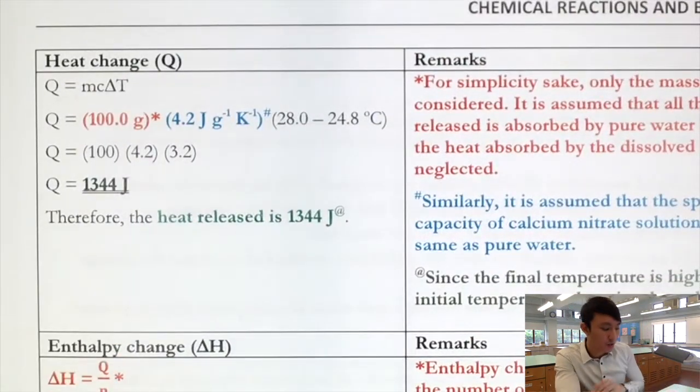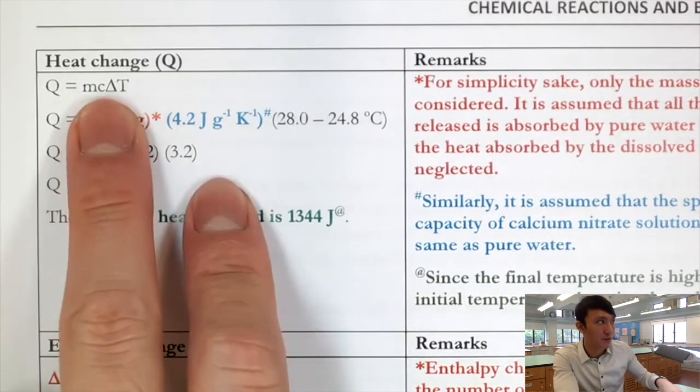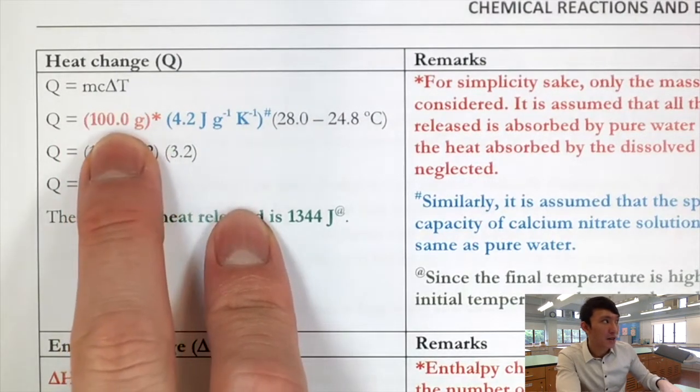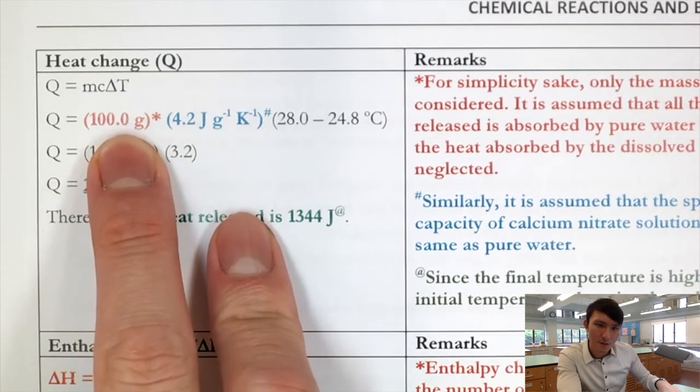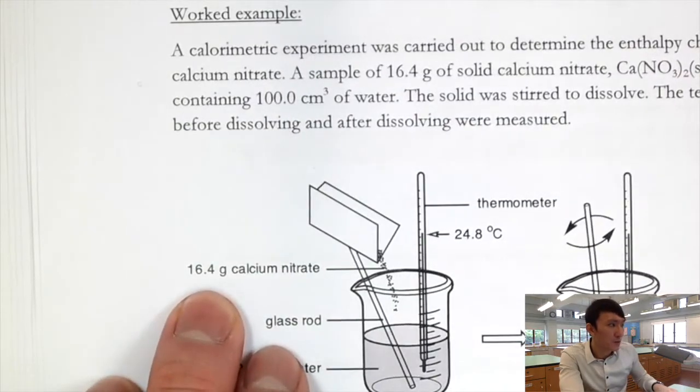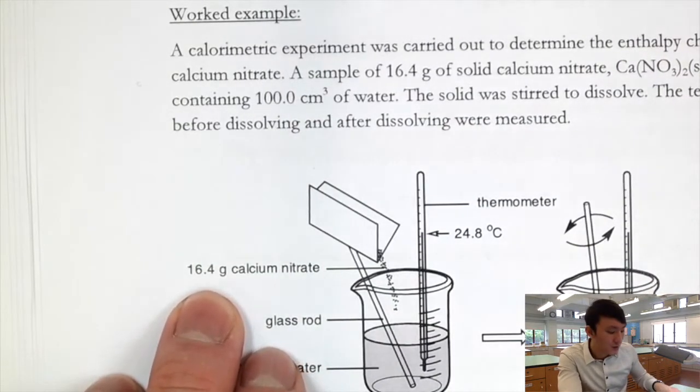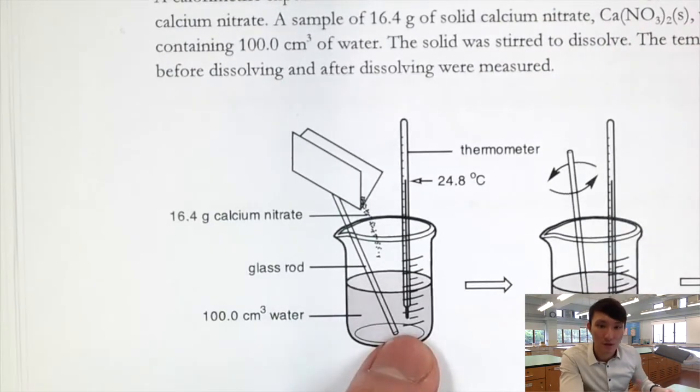Now, if you look at the calculation here, first of all, we will do the heat change. So Q equals mc delta T. Now, the mass is 100 gram. And you may say, sir, isn't it 16.4? Isn't it 16.4 just now? Why are we putting down 100 grams? Now, again, because we are talking about the mass of the substance where we measure the temperature change.